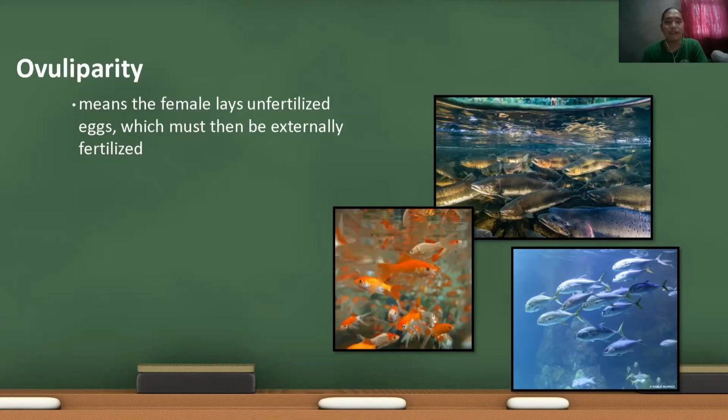Ovuliparity means the female lays unfertilized eggs, the ova, which must then be externally fertilized. Here, the fertilization takes place outside the mother's body, with the male and female fish shedding their gametes into the surrounding waters. Examples of ovuliparous fish include the salmon, goldfish, cichlids, tuna, and eels.